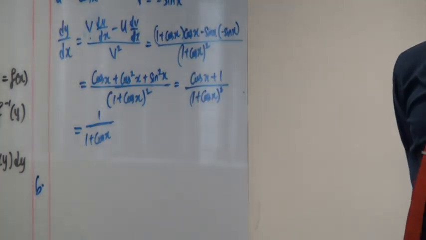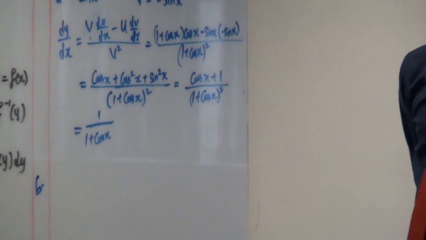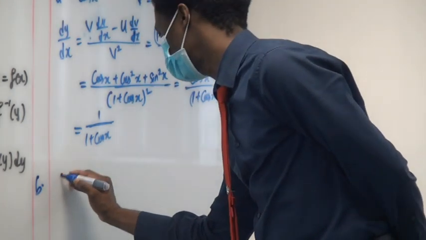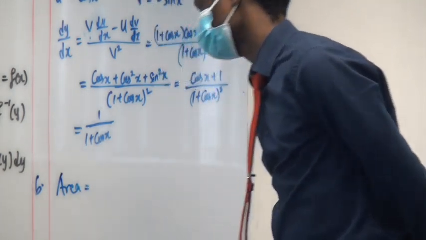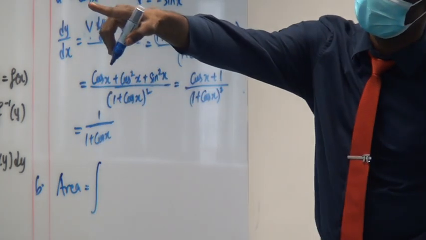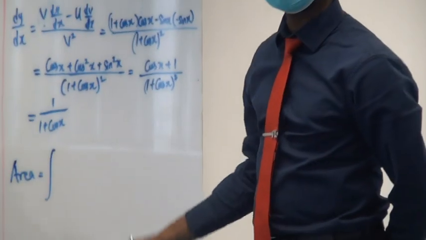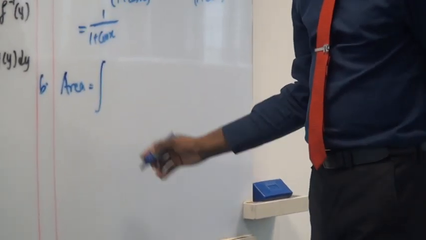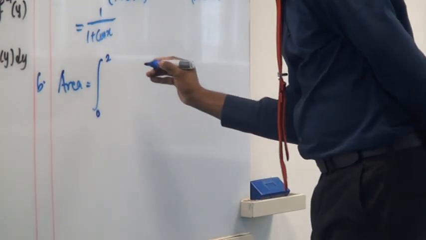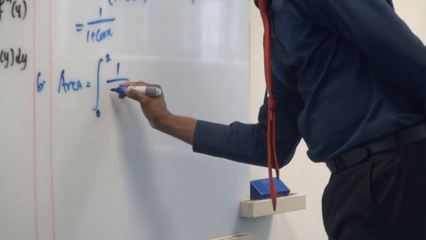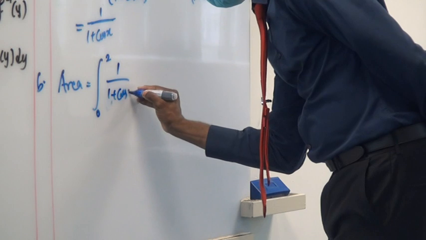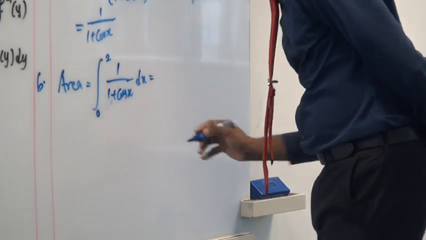The second part, find the area of the region bounded by this function and that. So, area is equal to what? Integral, and the shape of the function has been given, so you know it's not absolute value form. Yes? 0 to 2, 1 over 1 plus cos x, 1 plus cos x dx. Yes. And this is, how do we integrate this?